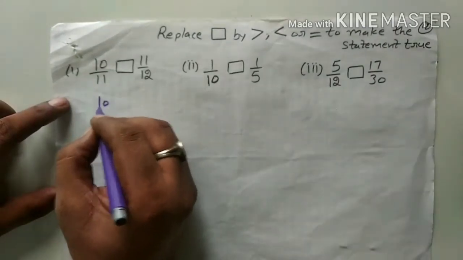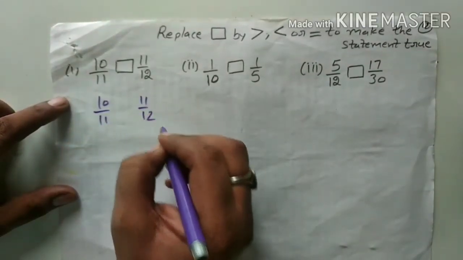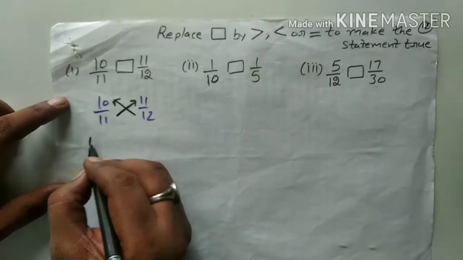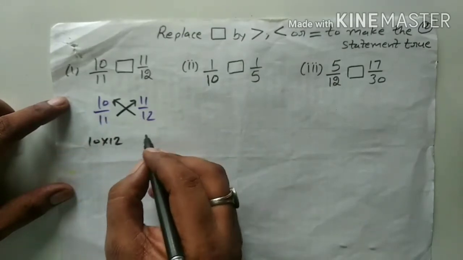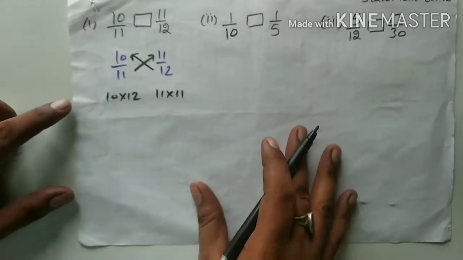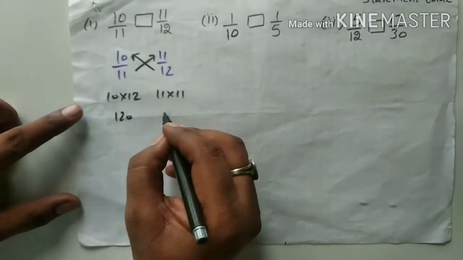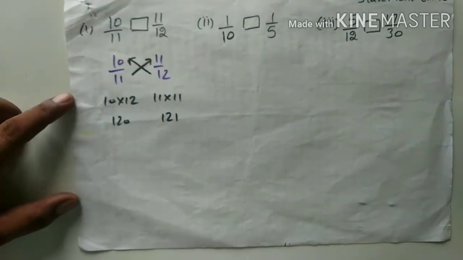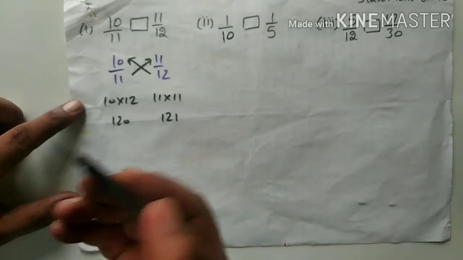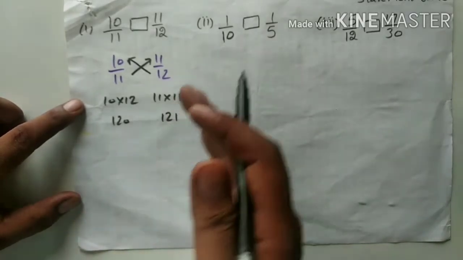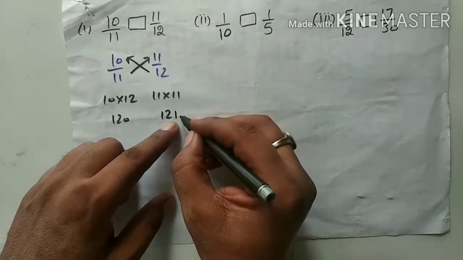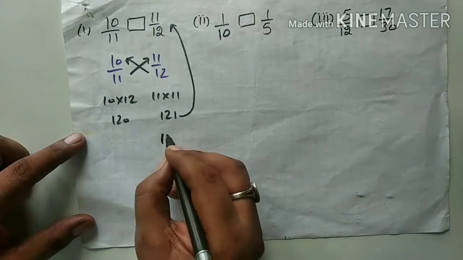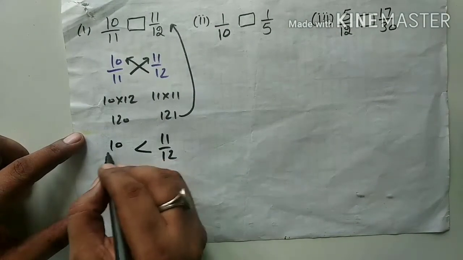So if this is 10 by 11 and this is 11 by 12, then what will I do? I will mark the cross, and 12 will be multiplied with 10 and 11 will be multiplied with 11. Now the answers are 120 and 121. You can see which one is greater, 121 or 120. Clearly 121 is greater. So 121 is on which side? It is on the side of 11 by 12. So 11 by 12 is greater than 10 by 11.